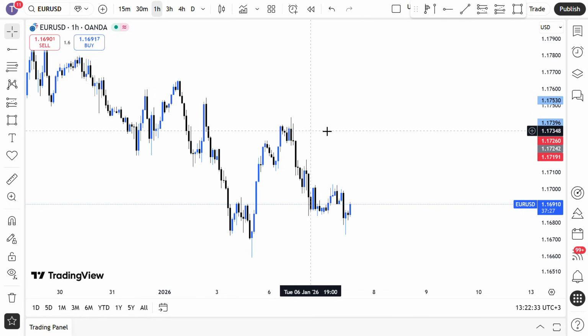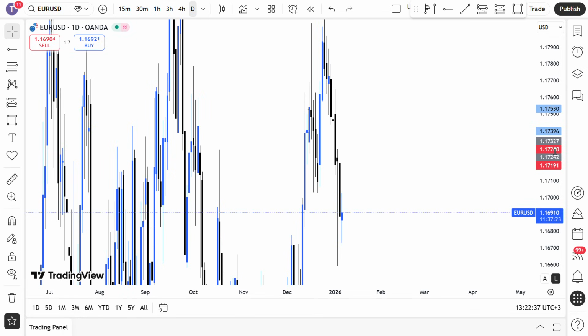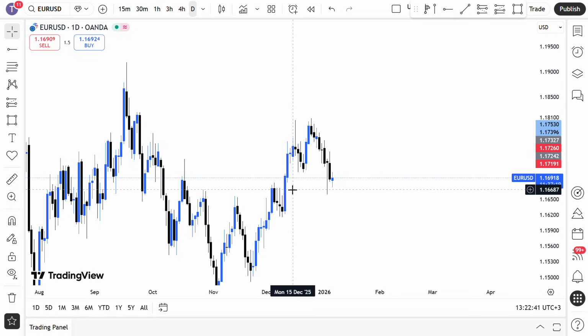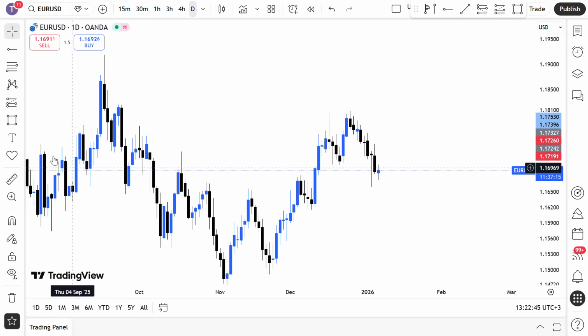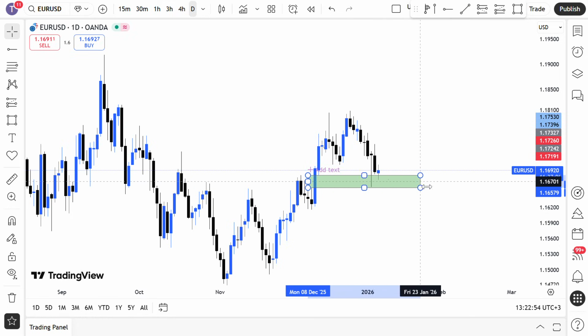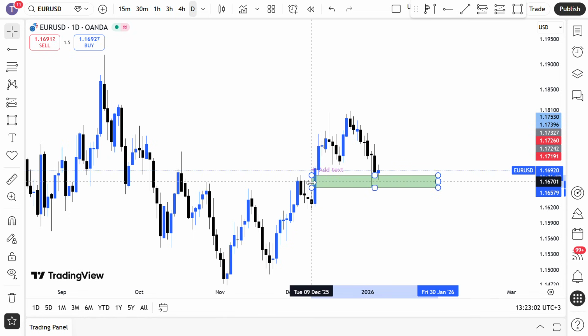On the Euro USD, coming from the daily time frame, as from the last video, I told you guys that I'm trying to look for buying opportunities, and I told you guys that after price tapped into this fair value gap, you can see this fair value gap here that was unmitigated. We can see that price is trying so hard to react from that point of interest from that fair value gap.